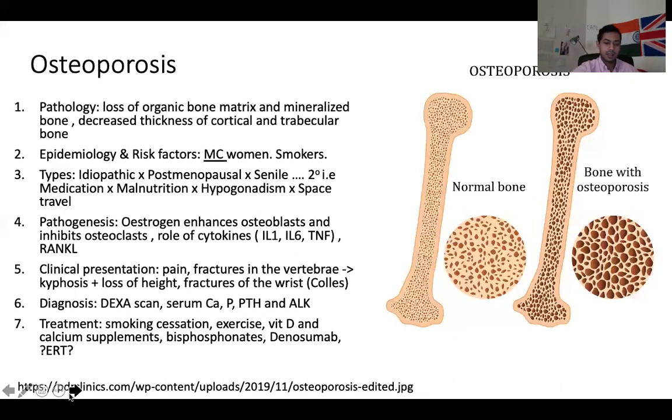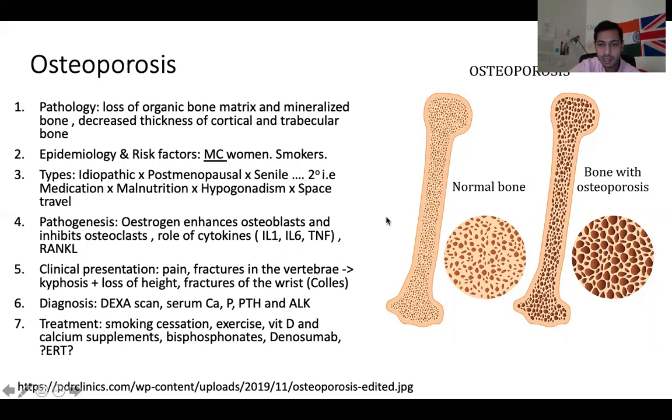So the next slide is on osteoporosis. Osteoporosis is a very, very common pathology in the elderly, but it can also affect the youth and young patients as well. It's mainly a pathology of the bone matrix and the mineralized bone, where it causes a deficiency in bone matrix and the mineralized bone. There's also a decreased thickness of cortical and trabecular bone.